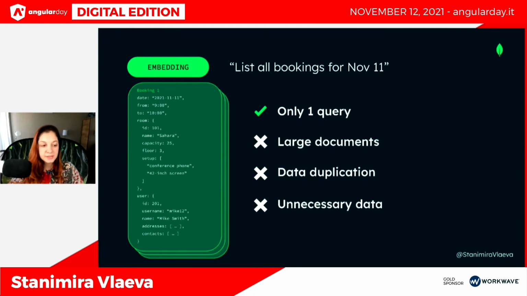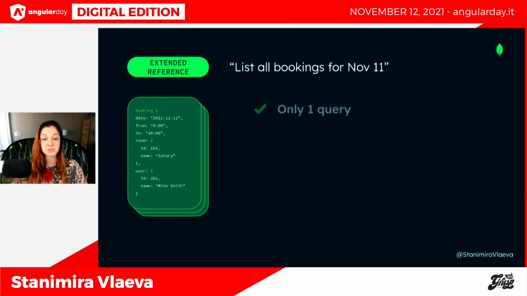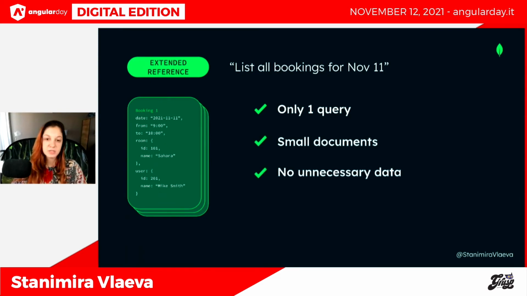Well, we can embed just the information that we need using something called the extended reference pattern. So we still have references because we're keeping the IDs for the room and user in the booking documents, but we are extending this with some additional embedded information. Together with the ID, we are also keeping the name for the room and the user. And this will work super great because we're going to use just a single query to get all the information. We're going to have really small documents. We won't have any unnecessary data because we have only the minimal amount of needed information.